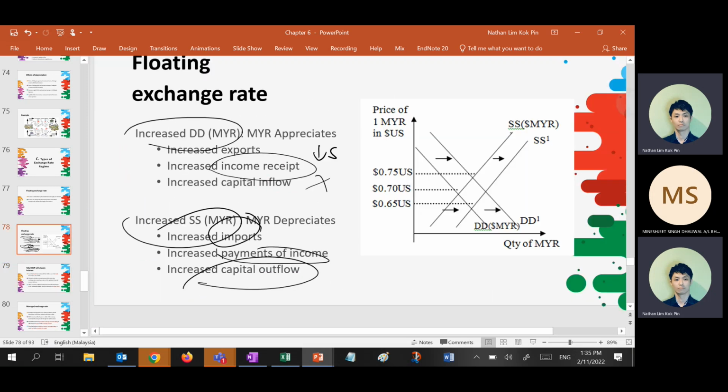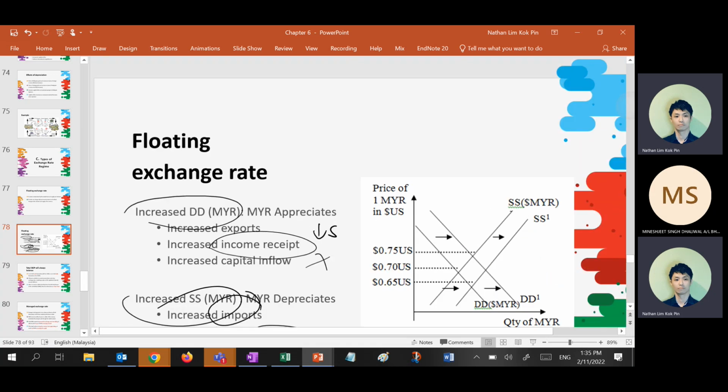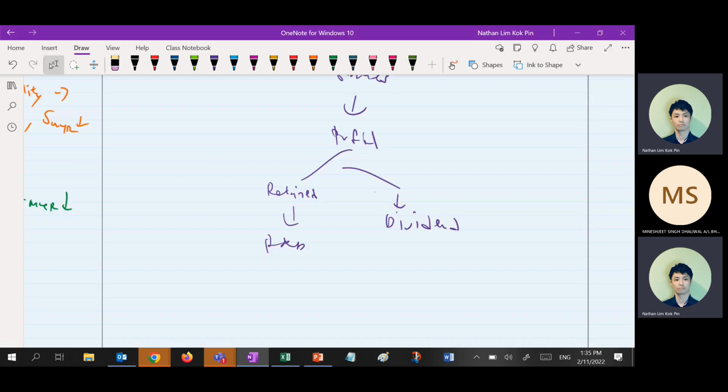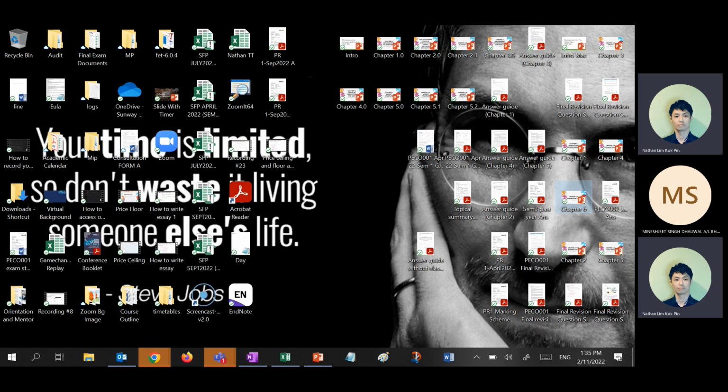Next one is the benefit of the effects, not only benefit, also the negative effect of floating exchange rate. Oh, hang already. Always hang. It's okay.